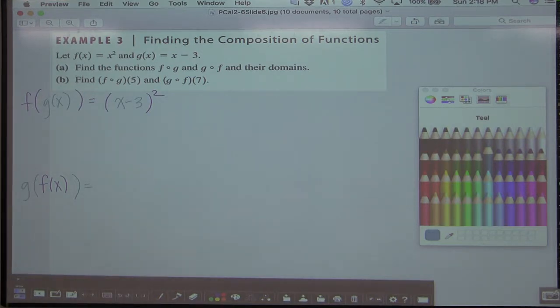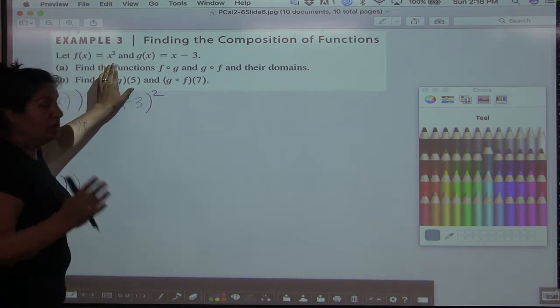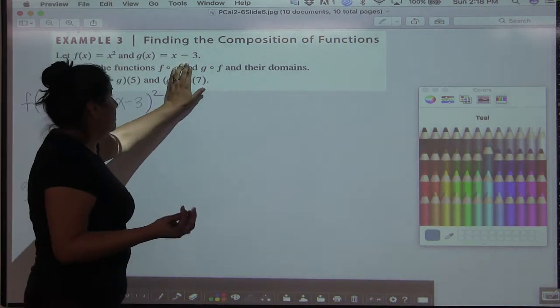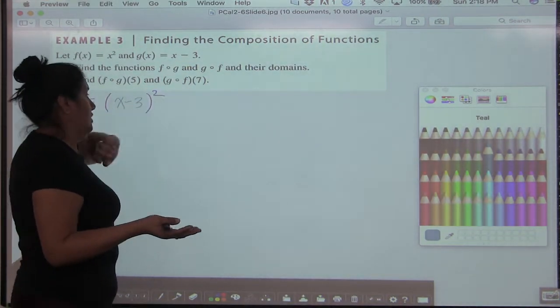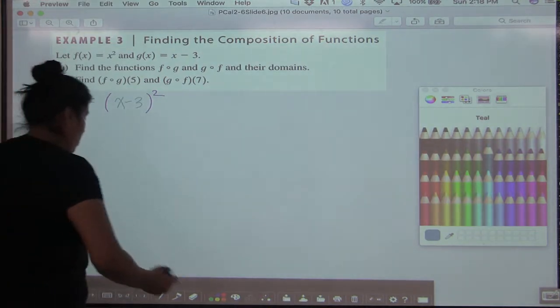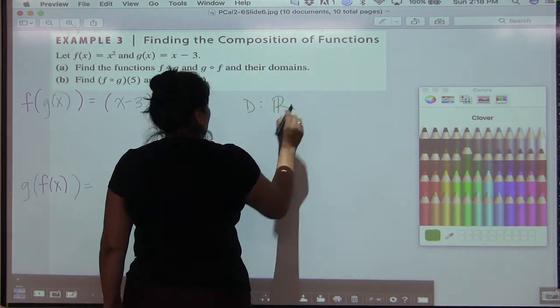But they also want us to find the domain of these functions, right? It says find the functions and their domains. So for the domain, anyway, the domain is going to be all reals because as we look at these functions, the domain of the f function is all reals because it's a well-behaved polynomial. And the domain of g of x is also all reals because it's also a well-behaved linear function. So that means that the domain for my composition is going to be all reals, yay.